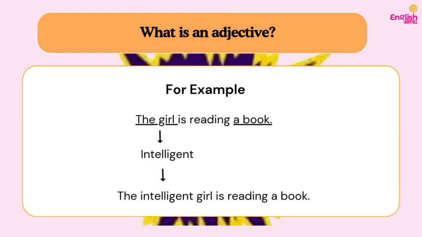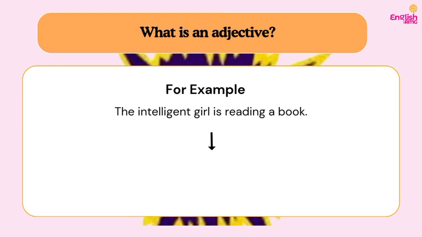So intelligent here has given us more information about the girl. So now we know that it is not just any random girl, but it is an intelligent girl. So this is how adjectives modify, qualify, or describe a noun. That is, they give us more information about a noun. Do you understand? However, besides having an adjective right beside or before the noun like this, can we also have an adjective in another position in the sentence?